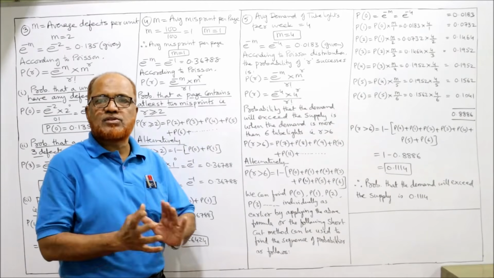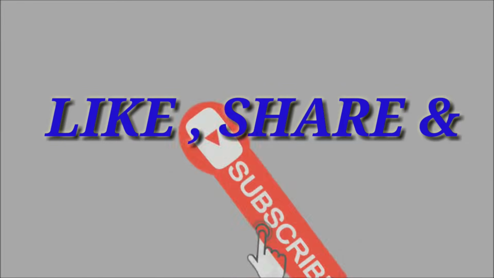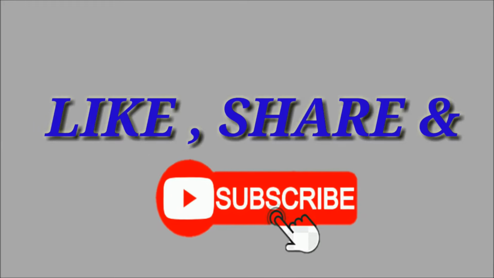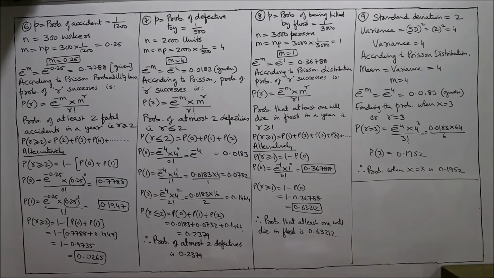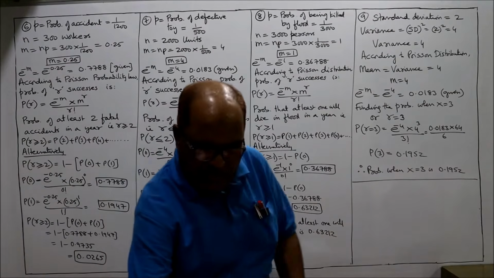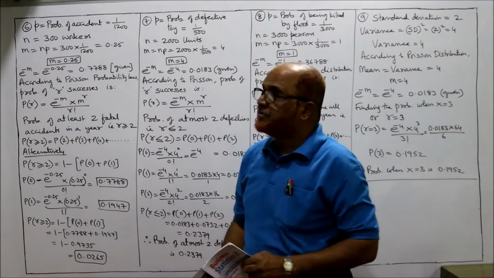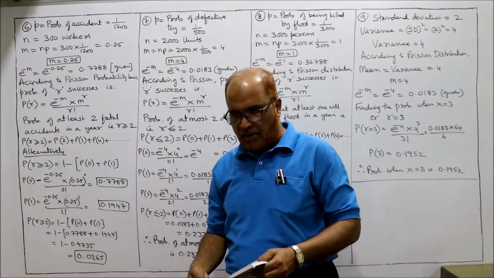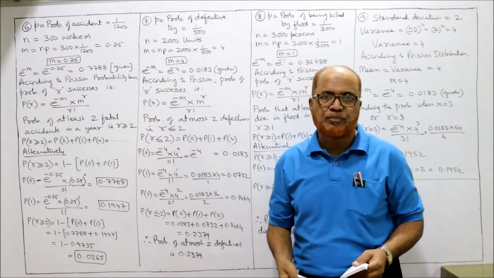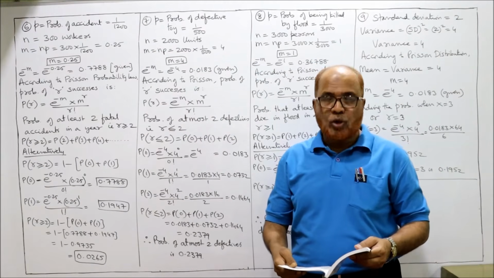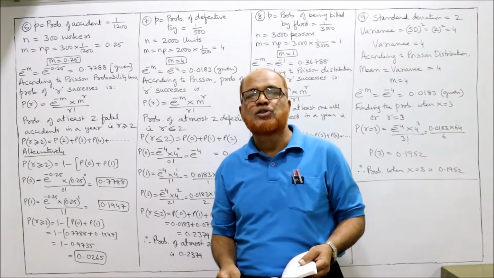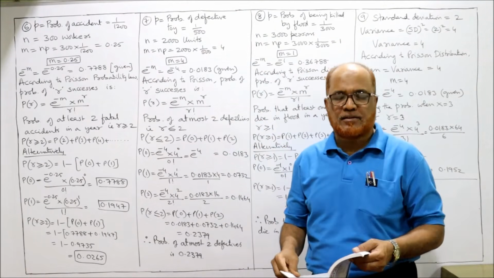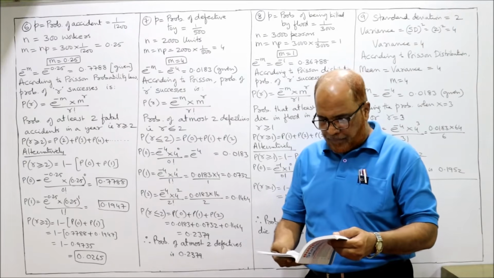So 5 problems we have completed so far. Come on students, now we'll continue with our 6th problem. 5 problems so far we have completed on Poisson distribution. So I hope that you got a good command on this topic of Poisson distribution. It's very easy. Now 6th problem.